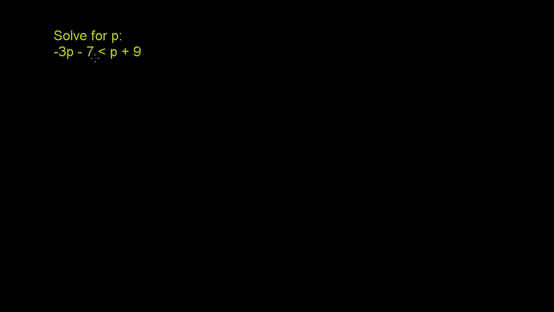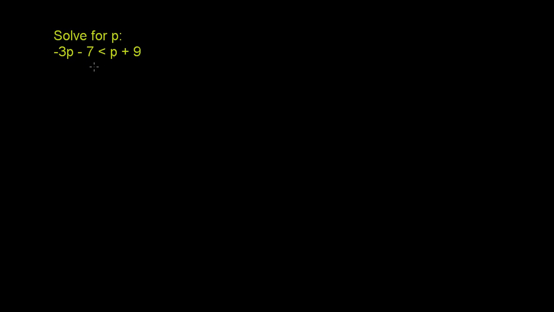We're asked to solve for p, and we have the inequality here. Negative 3p minus 7 is less than p plus 9. So what we really want to do is isolate the p on one side of this inequality, and preferably the left. That just makes it a little bit easier to read. It doesn't have to be, but we just want to isolate the p.